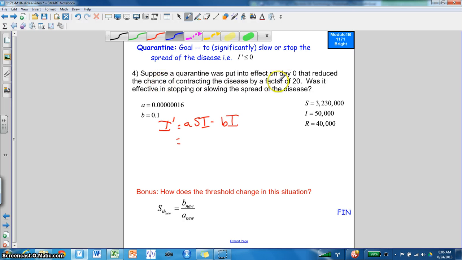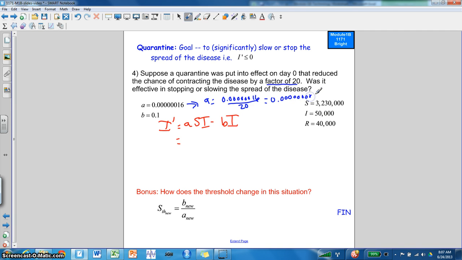Okay, so A changes, the quarantine reduces the chance of contracting the disease by a factor of 20. So what this means is that A is no longer this. The chance of transmission is decreased by a factor of 20, meaning it's 1/20th as much. So if I do the computation, A should now be 0.000006 divided by 20. And if you do this, you get 0.00000028.